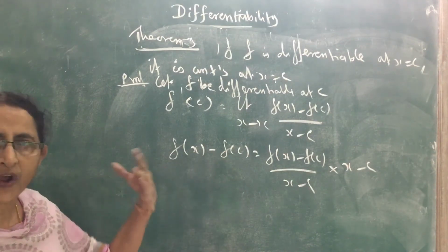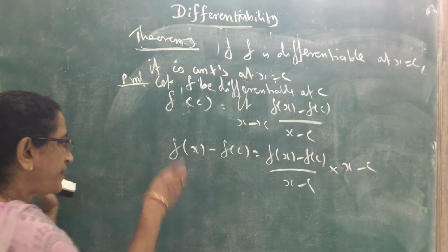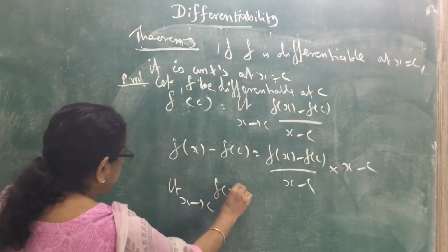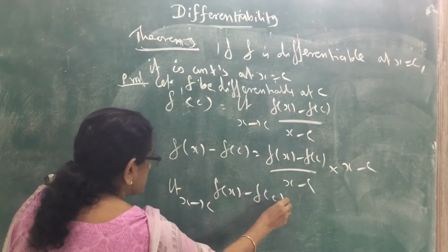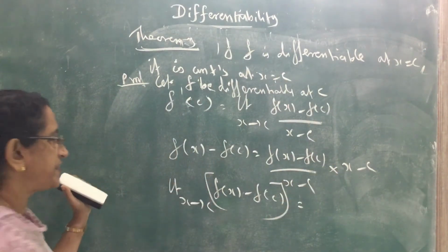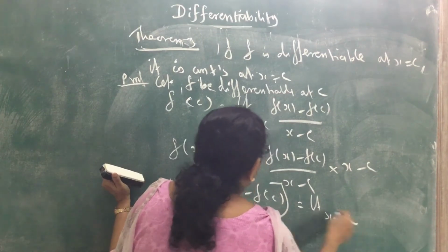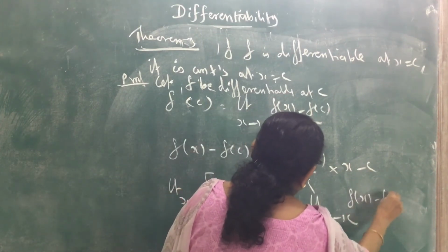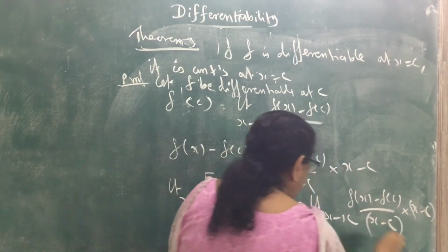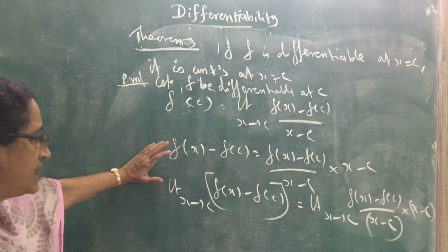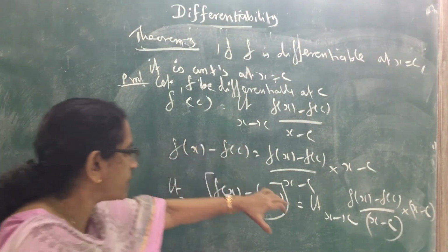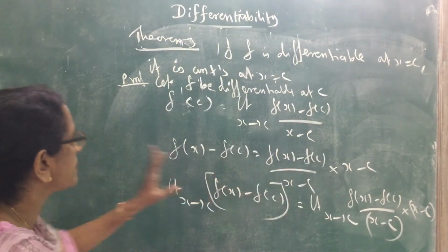Now we are going to take limit both sides. So we get limit x tends to c f of x minus f of c equal to, right side also we are taking limit, limit x tends to c f of x minus f of c divided by x minus c into x minus c. So when we take limit both sides, what we get? Now we will simplify and see what we get.